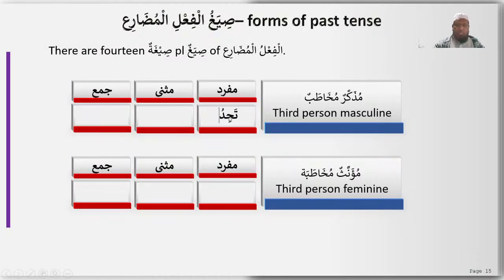For Mukhatab, tajidu, tajidani, tajiduna. Muannas Mukhatab Mufrad, tajidina. Remember the ya over here is for Muannas Mukhatab Mufrad, and the noon is showing it is in Rafa case, marfu.